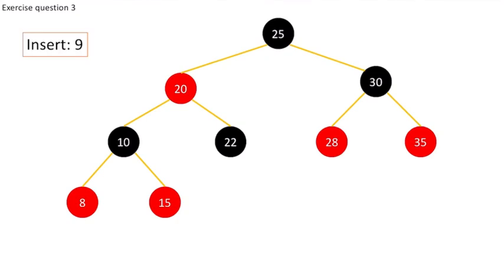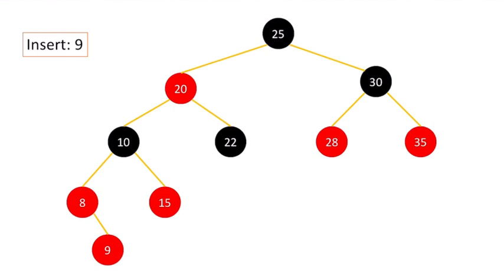Let's insert a 9 into this tree. To start with, we're going to say, is 9 less than 25? Yes. How's 9 compared to 20? It's less than, and greater than. So our 9 will go to the right of the 8.